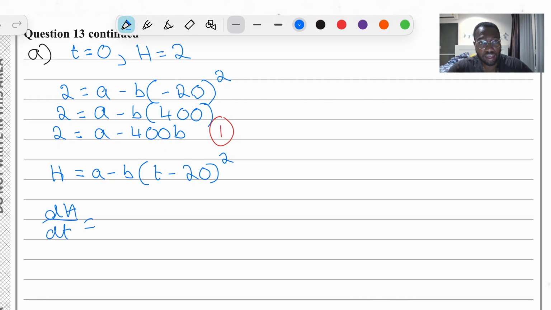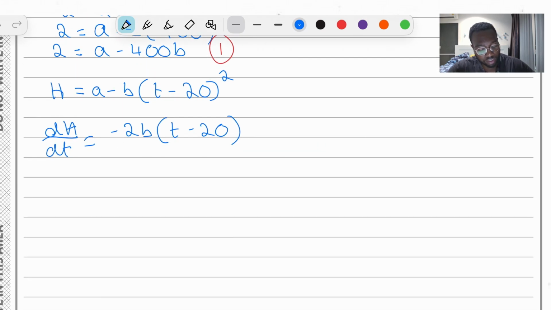Well, A and B are constants, so that A would just cancel out. And then if we think about that, the 2 would come down to the front, so we get A minus 2B, and then (t minus 20), and if you differentiate t, you just get 1, so we don't have to worry about that. Therefore, dh over dt is equal to minus 2B(t minus 20), and then we can equate this to 0, because we want the stationary point. We know the stationary point must have the maximum height.